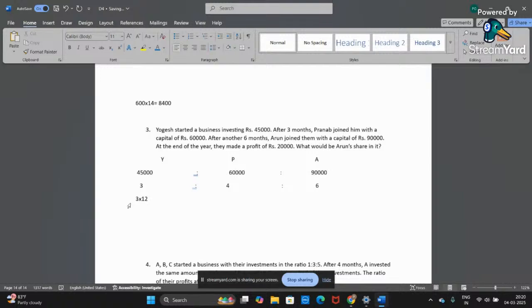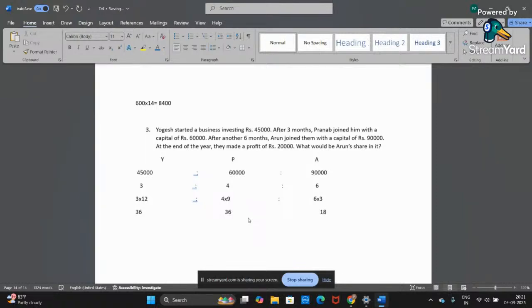Right. After 3 months, Pranab joined with him with a capital of 60,000. After 3 months means Pranav is completing only 9 months, right? Yes. Again, Arun, when did he join? Again, after another 6 months. That means he is completing only 3 months. So now 3 into 12 it is 36. 4 into 9 it is 36. 6 into 3 it is 18, right?